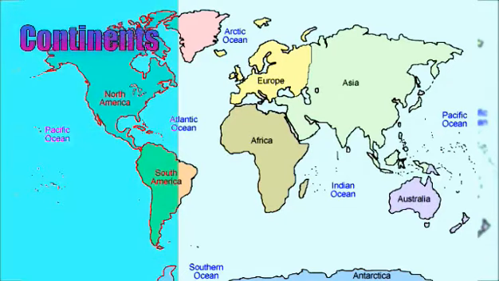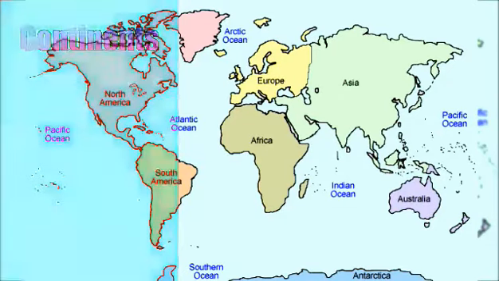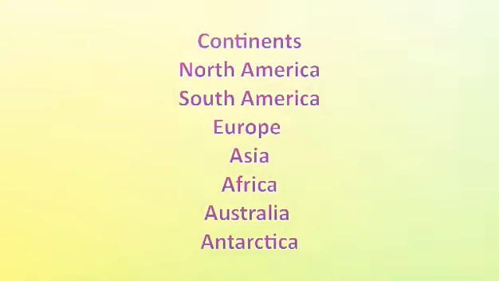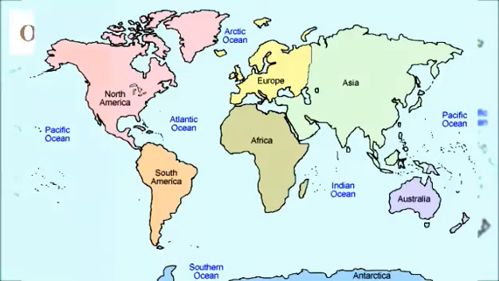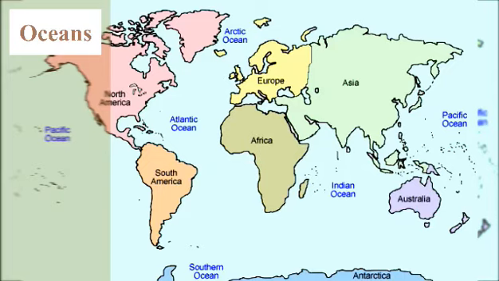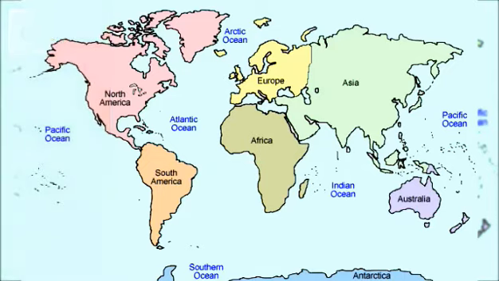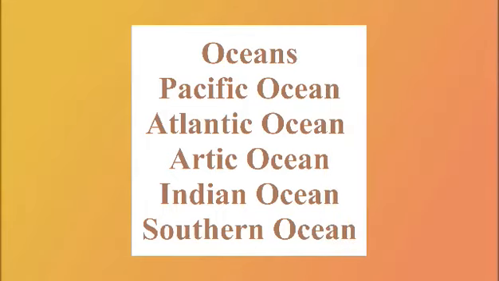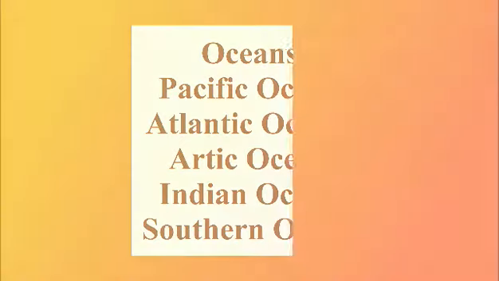Continent. A dry part of Earth is called land, and our land is divided into 7 continents: North America, South America, Europe, Asia, Africa, Australia, and Antarctica. Oceans. There are 5 main oceans, which are the Pacific Ocean, Atlantic Ocean, Arctic Ocean, Indian Ocean, and Southern Ocean.